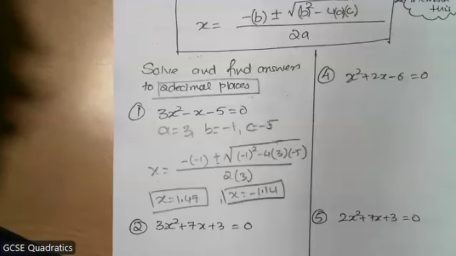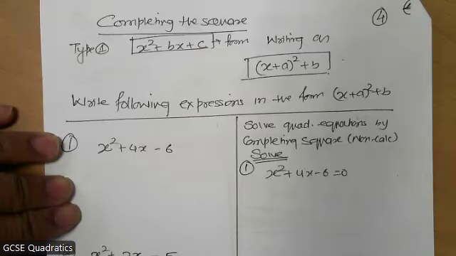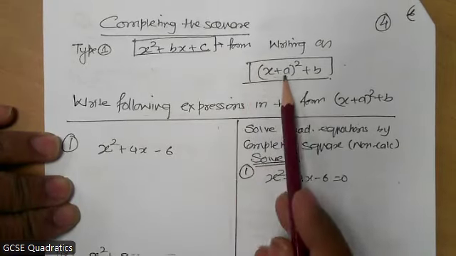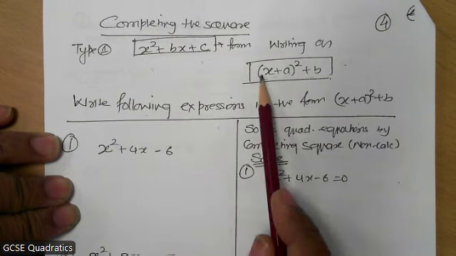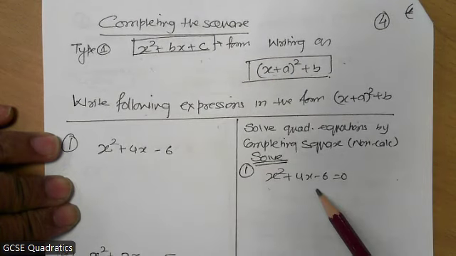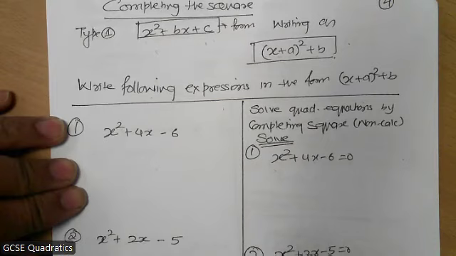Then we can do the rest of these questions using the same formula method. Next type: completing the square, writing in this form, the easier of the two completing squares, then hence solving the equation using completing the square. So I want to do this first question.